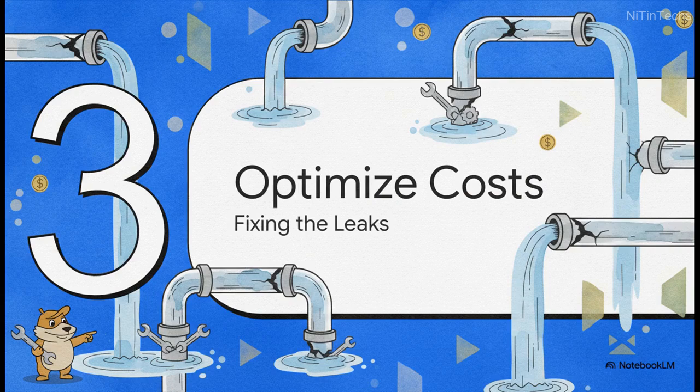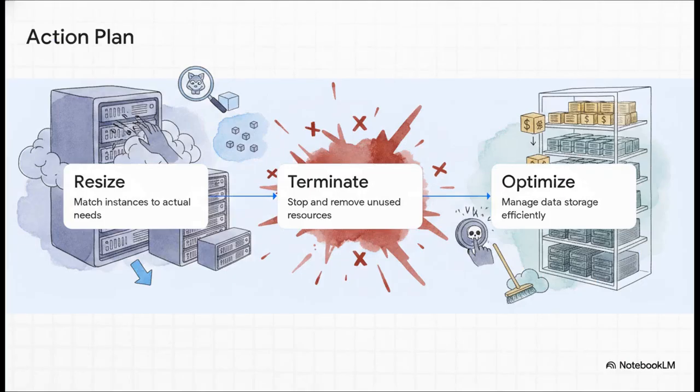We found the leaks, now let's fix them. Our immediate attack plan comes down to a super clear 3-step checklist. Step 1, resize instances. If our Go program found that we're using a massive EC2 instance for a tiny workload, we scale it down to match our actual needs. Simple.